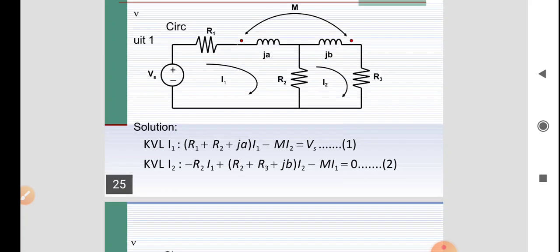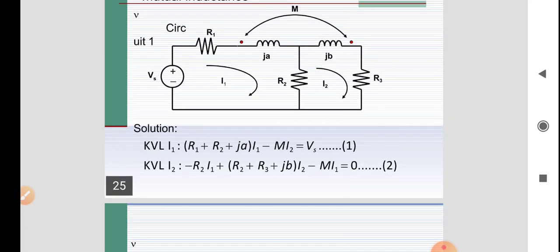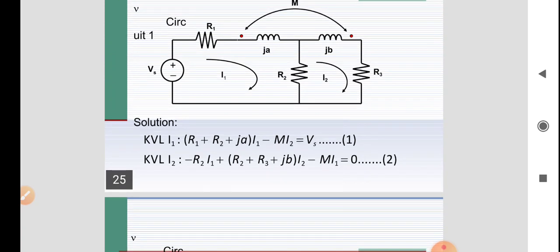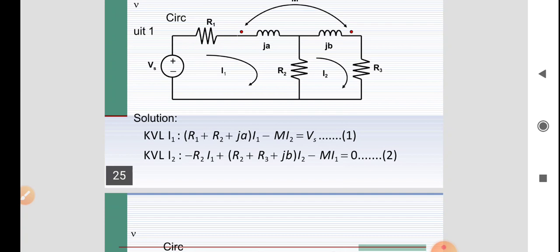Whenever we write the expression for the mutual inductance, we always need to write the opposite current. So the opposite current for loop 1 is I2. That is the reason I am writing minus M into I2, and the voltage applied for the first loop is Vs. So the first loop equation is (R1 plus R2 plus jA) into I1 minus R2 into I2 minus M into I2 equal to Vs. Similarly, we need to write the KVL equation for loop 2.